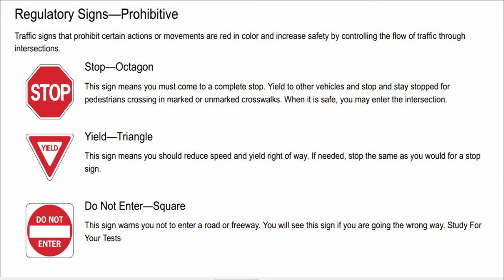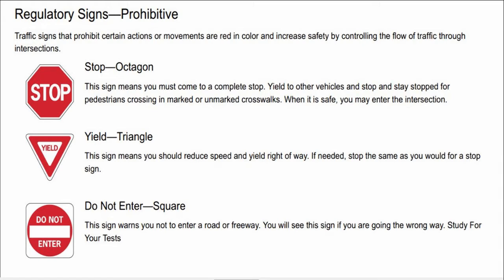Stop, octagon. This sign means you must come to a complete stop, yield to other vehicles, and stop and stay stopped for pedestrians crossing in marked or unmarked crosswalks. When it is safe, you may enter the intersection. Yield, triangle. This sign means you should reduce speed and yield right-of-way. If needed, stop the same as you would for a stop sign.